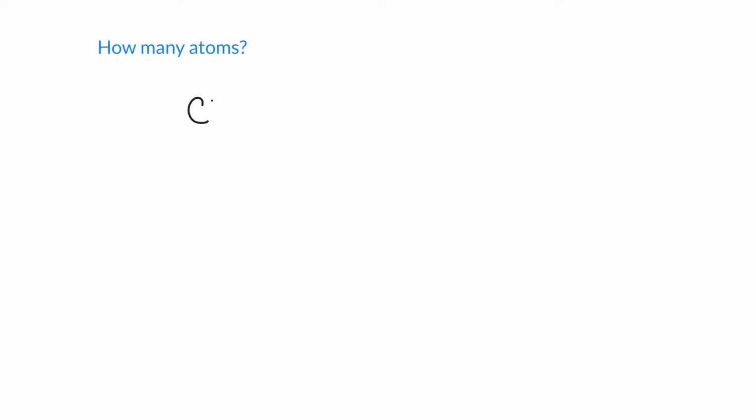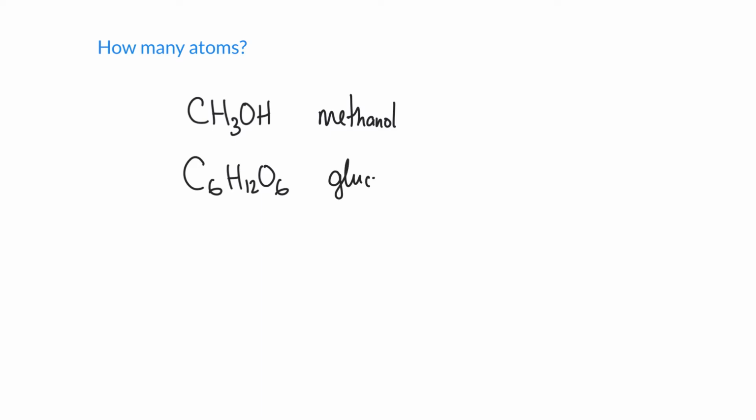Okay, so I got a couple other chemical formulas for you. So here is one, CH3OH. This is methanol, sometimes called wood alcohol. And we've got C6H12O6, which if you've ever taken any biology, you've seen many times. That is a molecule called glucose. And go ahead and pause the video, and count the total number of atoms in these two molecules. How many atoms are in methanol, and how many atoms are in glucose? Just pause the video and count how many there are.